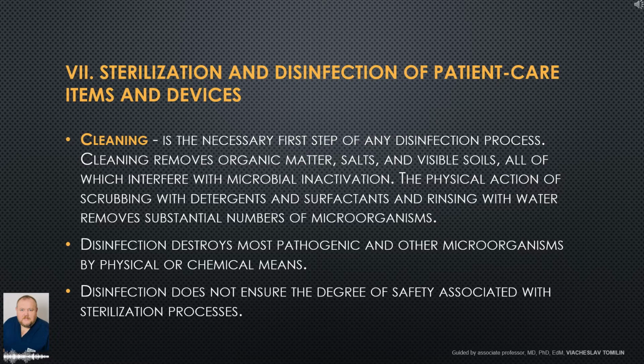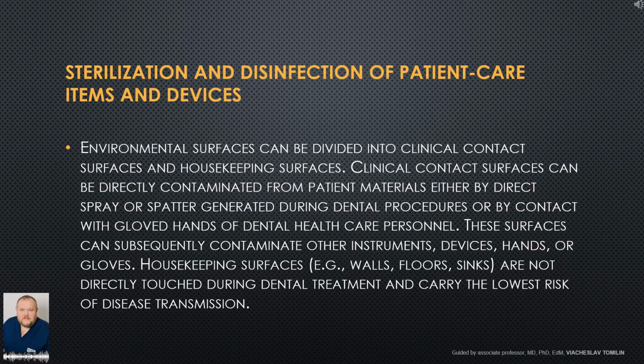Removal of all visible blood and inorganic and organic matter can be as critical as the germicidal activity of the disinfecting agent. When the surface cannot be cleaned adequately, it should be protected with barriers. Disinfection destroys most pathogenic and other microorganisms by physical or chemical means. In contrast, sterilization destroys all microorganisms, including substantial numbers of resistant bacterial spores, by heat, steam autoclave, dry heat, and unsaturated chemical vapor, or liquid chemical sterilants. Disinfection does not ensure the degree of safety associated with sterilization processes.